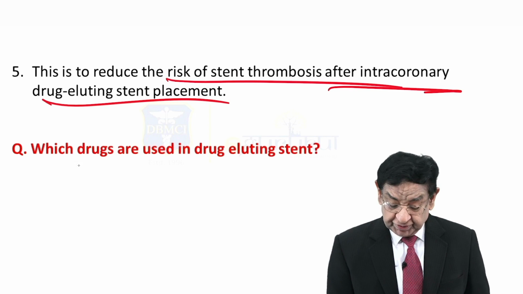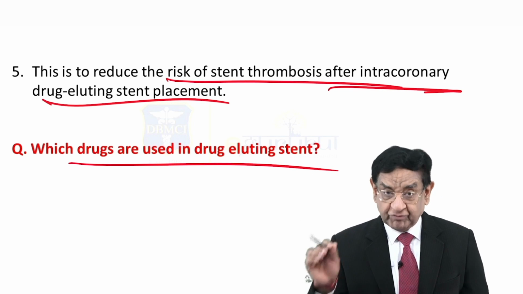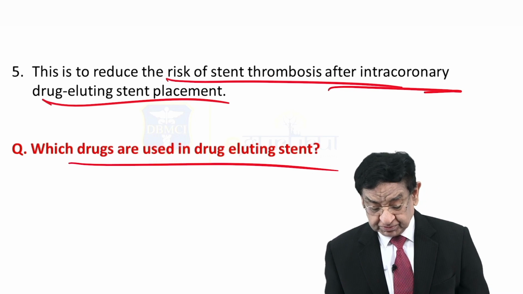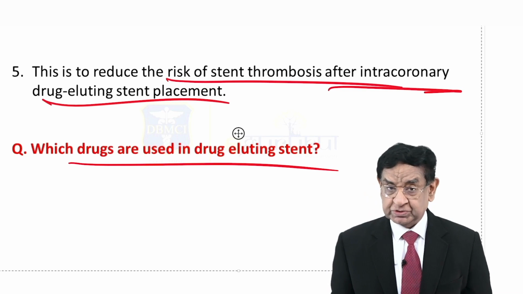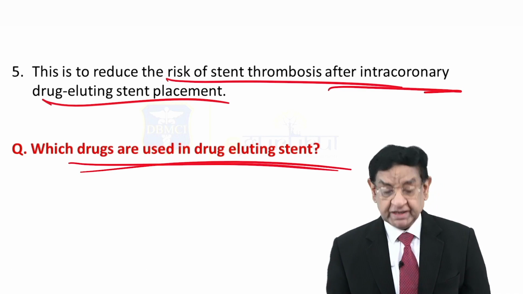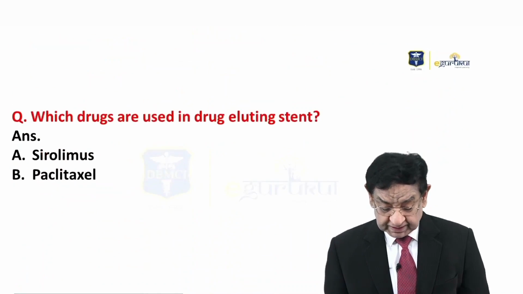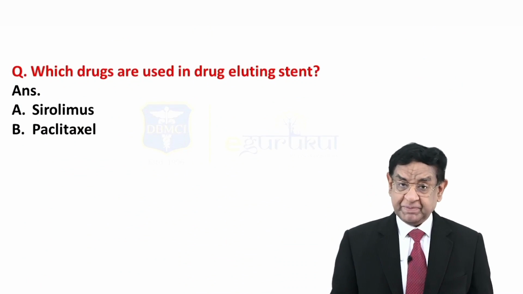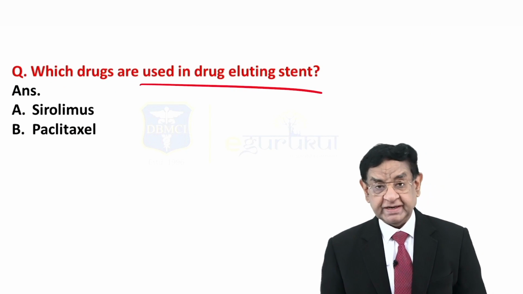Well, which drugs are used in drug-eluting stents? One is everolimus, which was there in our question also. Now write down the answer. Name other drugs that are used for drug-eluting stents. Well, the answer is sirolimus and paclitaxel are the other drugs that we use for drug-eluting stents.